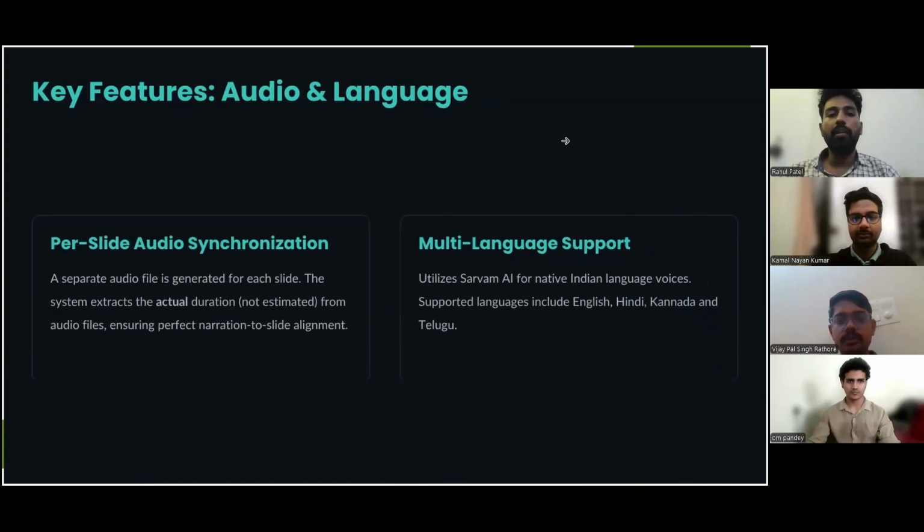Second one is audio and language. For example, there is per-slide audio synchronization, where the audio is synchronized with every slide. And second one is multi-language support. We are currently offering 4 languages, English, Hindi, Kannada, and Telugu, using Sarvam AI.